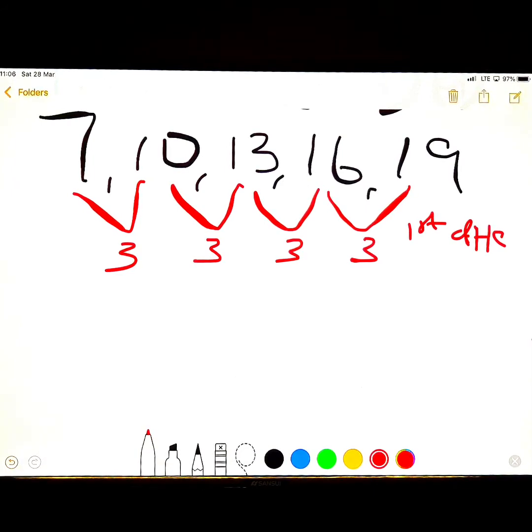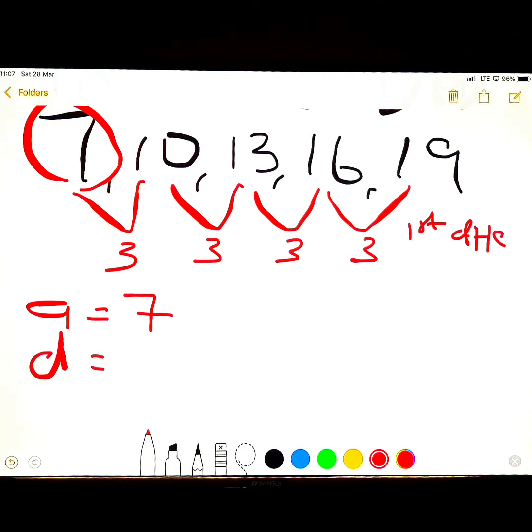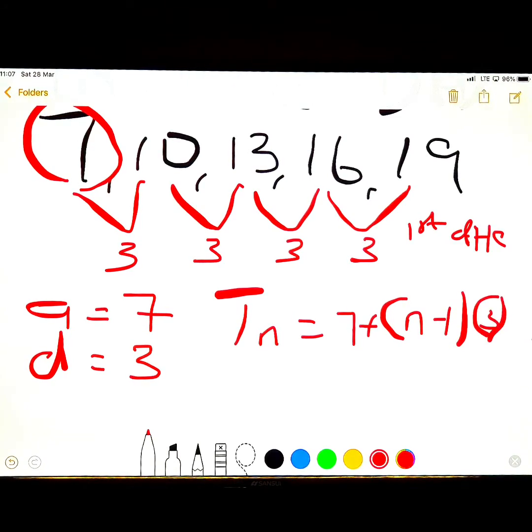So let's make an example. Let's take the sequence that we have here, and then they say that you need to find the nth term. When they want you to find the nth term, they want you to find the general formula. So we know that a is equal to the first term, which is 7, and then d is the difference that we have, which is 3. So Tn = 7 + (n - 1)(3). Okay, so we're going to know that it is 7 + 3n - 3.